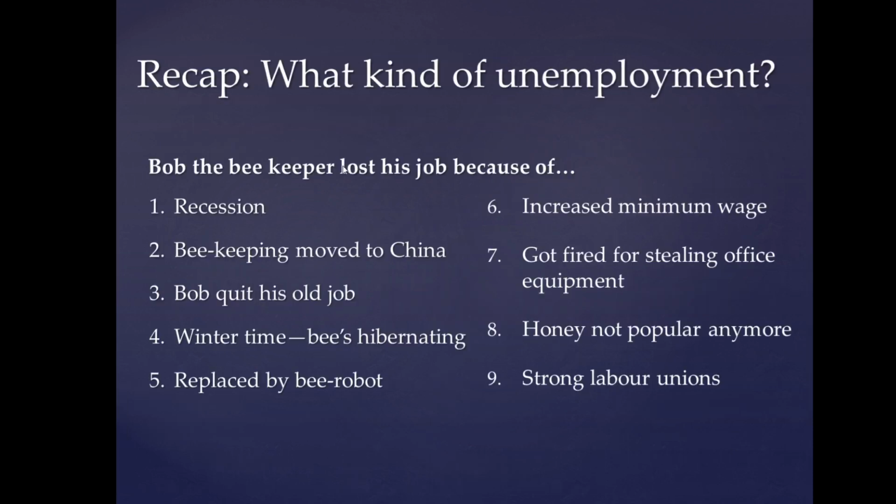All right, let's move on to another recap. Let's use Bob. Bob is a beekeeper. He lost his job because of recession. What kind of unemployment is that? Cyclical. That's good.